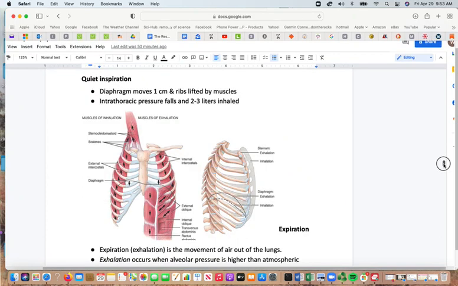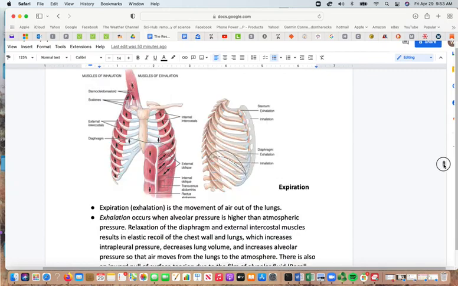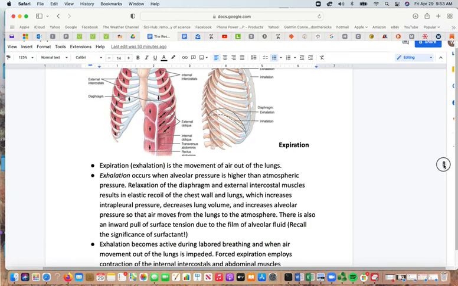So quiet inspiration, diaphragm moves about 1 centimeter. And this is showing the difference here with the rib cage. Expiration or exhalation is moving the air out of the lungs. This is going to occur when the alveolar pressure is higher than atmospheric pressure.